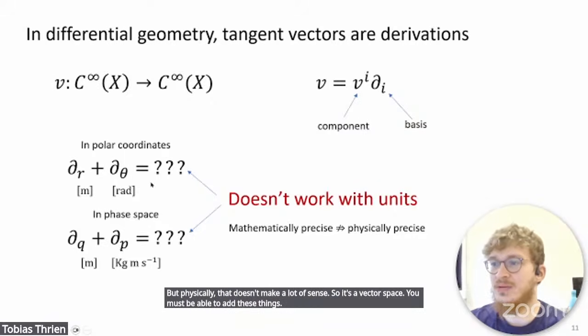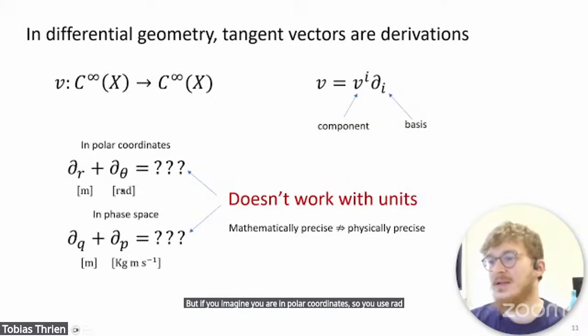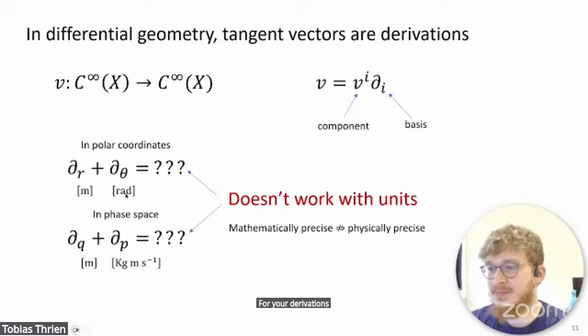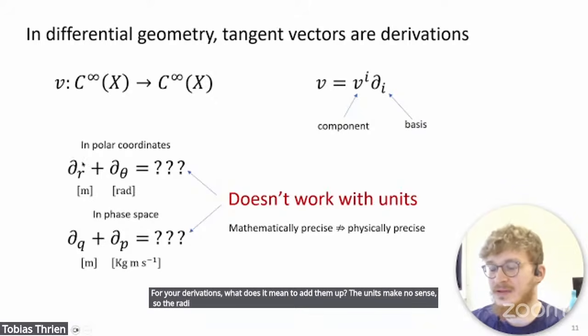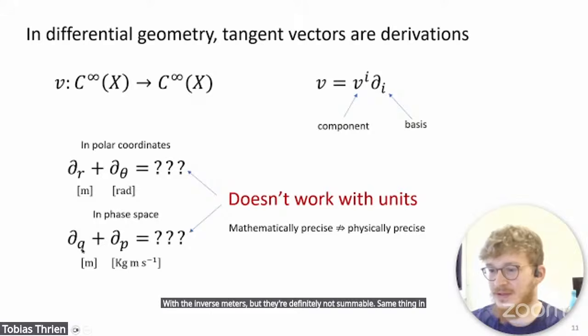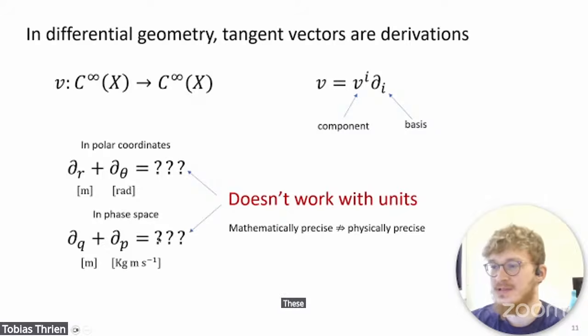But if you imagine you are in polar coordinates, so you use radius and angle for your derivations, what does it mean to add them up? The units make no sense. The radius would be meters, so the derivative would be inverse meters, but they're definitely not summable. Same thing in phase space, where you have one direction that is space, in meters, and the other one is momentum. These units don't add up. So for us, these things do not even form a vector space.